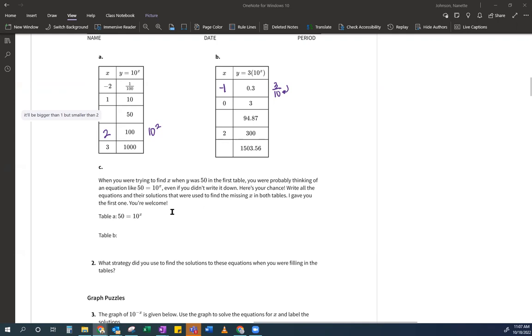Well, when you're writing your equations out, we're just translating, we're just kind of plugging these in, right? So 50 equals 10 to the x. Okay, so can you write a couple of these equations out real quick? Go ahead and do that.